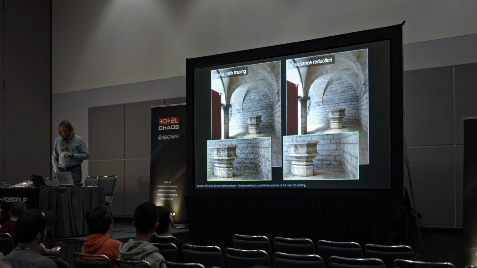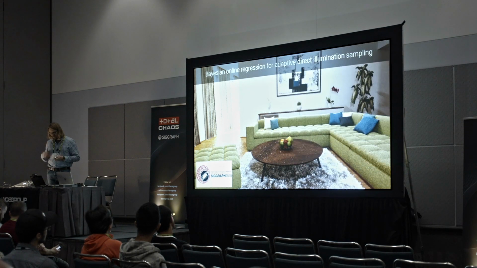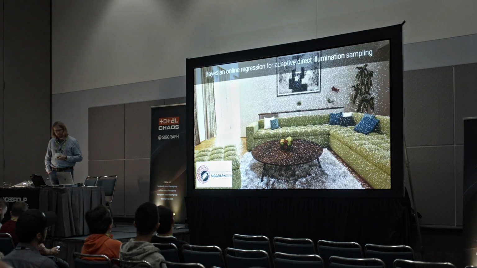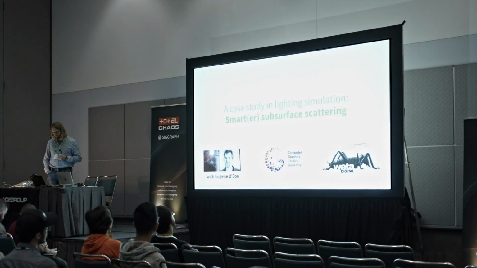And actually much of my research over the last, let's say, 10 years was exactly in this direction. And some of these ideas are also implemented in Corona. This is another example from last year. So this is the direct illumination solver that we're using in Corona. Again, one idea for how variance can be reduced in rendering.